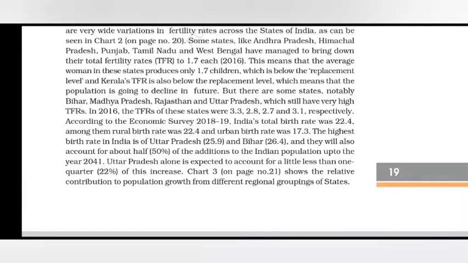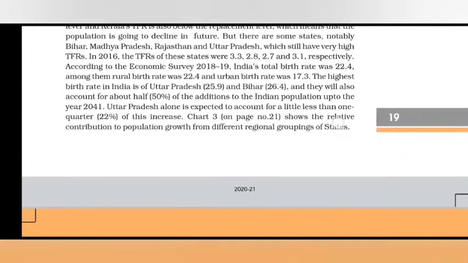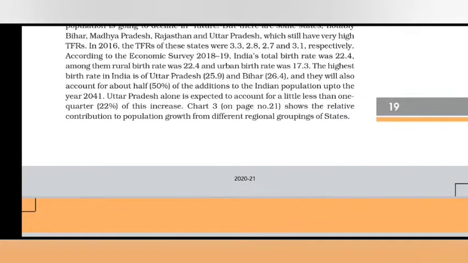This is below the replacement level, and Kerala's TFR is also below the replacement level, which means that the population is going to decline in future. But there are some states, notably Bihar, Madhya Pradesh, Rajasthan, and Uttar Pradesh, which still have very high TFRs. In 2016, the TFR of these states were 3.3, 2.8, 2.7, and 3.1, respectively.